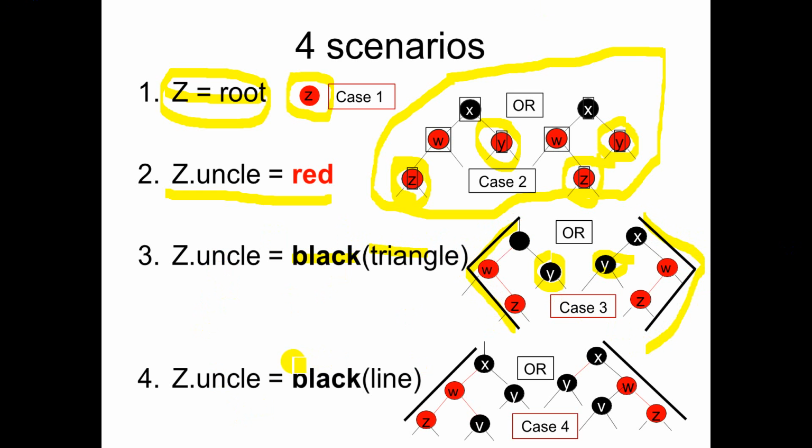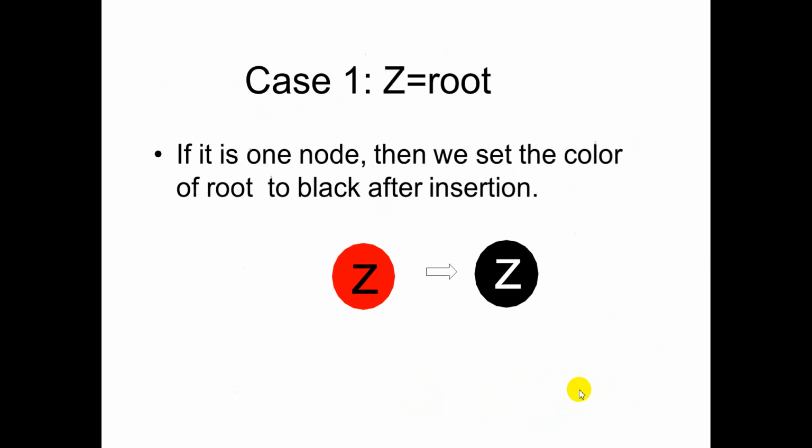The uncle is black, but the relation you see is a line, and here uncle is black. Here your uncle is black. So these are the different cases or scenarios. Let us now look at the solution strategies.